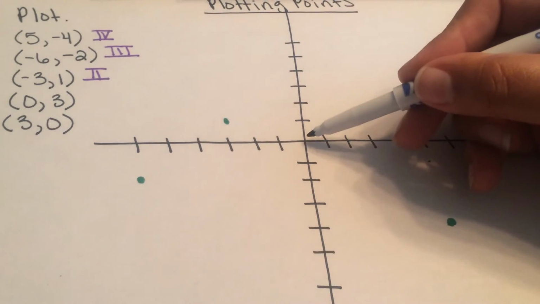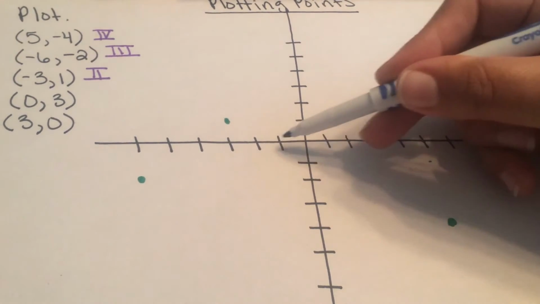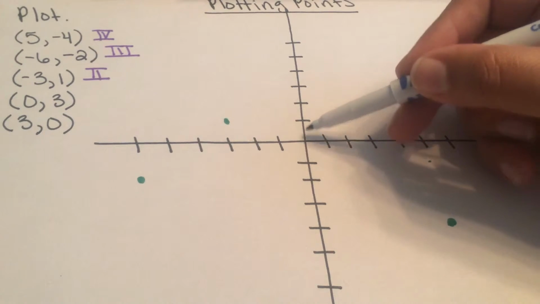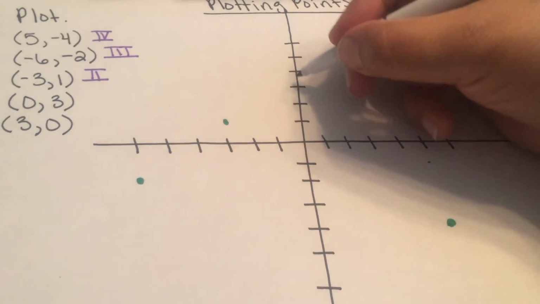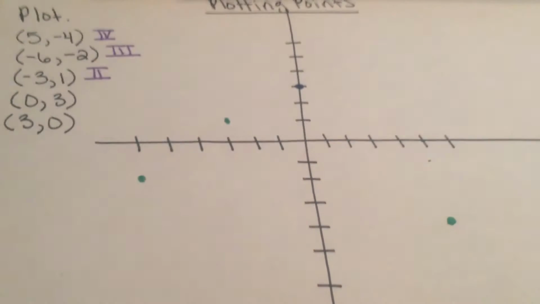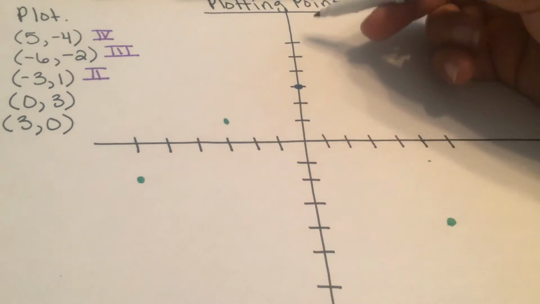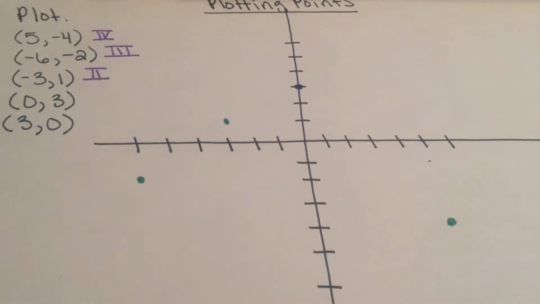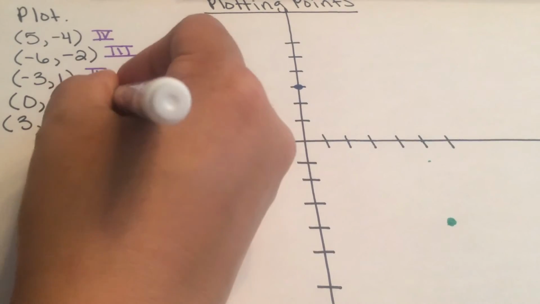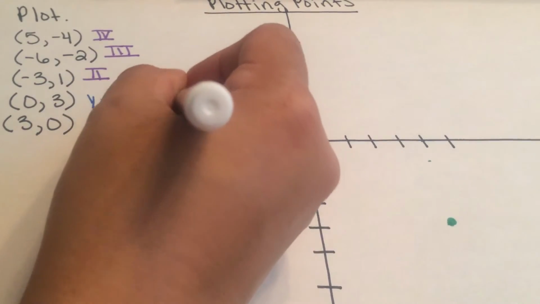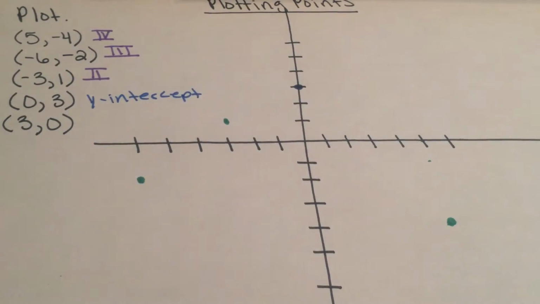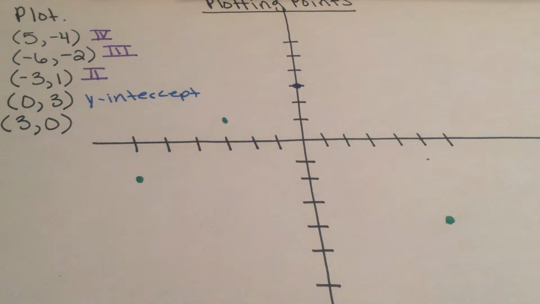So when we look, we're not going to move left or right, but we are going to move up 1, 2, 3 places. And that's where our first point's going to be. This is a special point. Anytime we have a point that lies somewhere on our y-axis, it's called a y-intercept. It doesn't mean a whole lot for us now, but it will later as we work through linear equations.